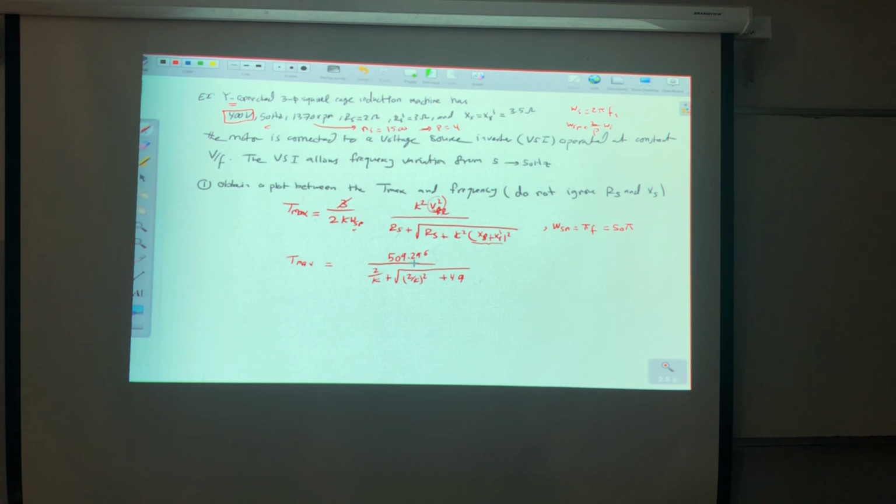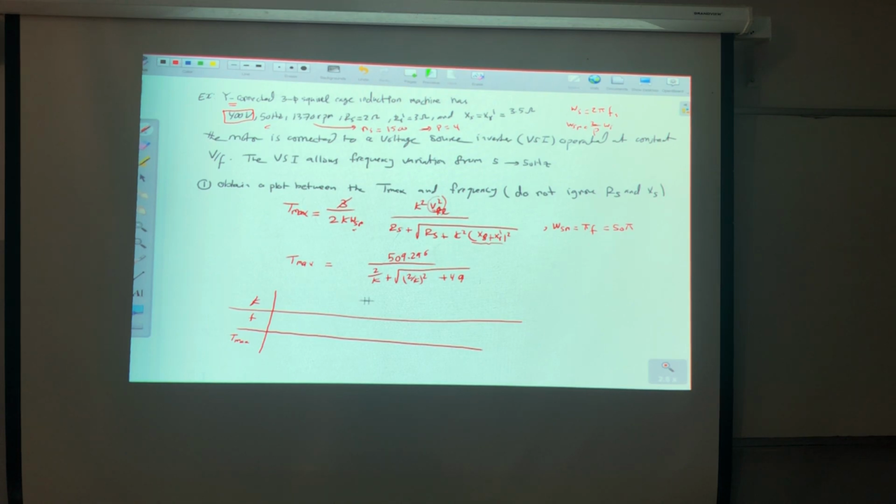Good? Now I'm having a relation between k and Tmax. So I can build the table and say here k, and here I can put the frequency, and here I can put the Tmax.